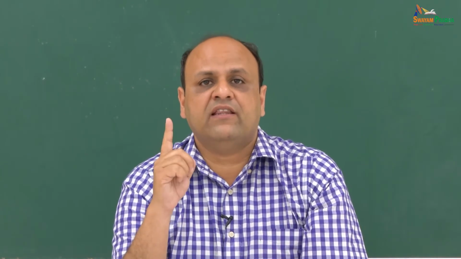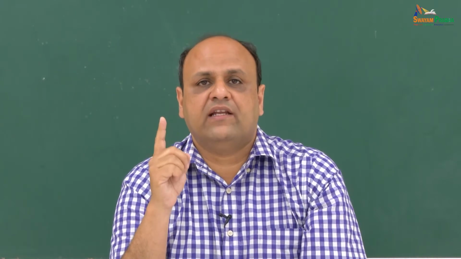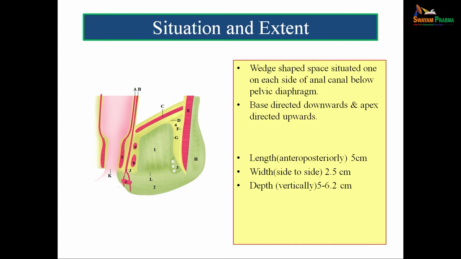So, we have described the base and the apex of the area marked by 1 in the figure, which is the ischioanal fossa. It is mostly filled with fat, though there are other contents also. We will go into detail. So, this ischioanal fossa has got dimensions, and those dimensions have been measured, and I will tell you why the measurements are important later on. The length of the ischioanal fossa comes out to be 5 centimeters approximately, that is the anterior posterior length.